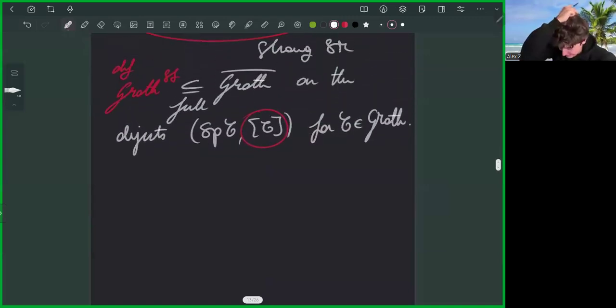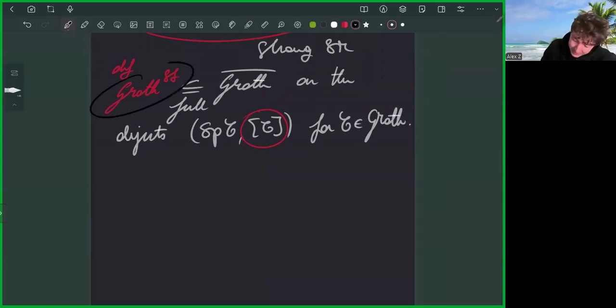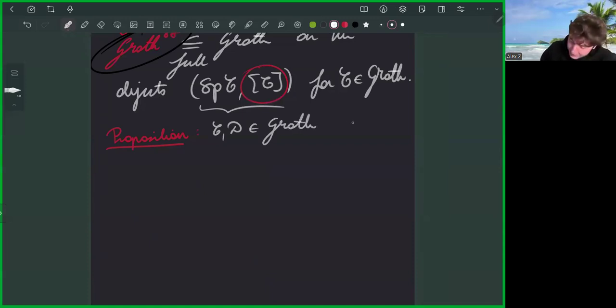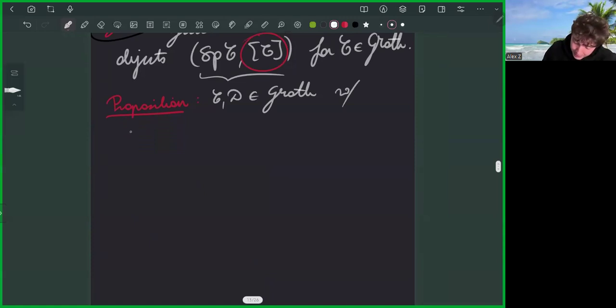Okay, so what else did I want to say? Just to reiterate, we have this Groth ST. Groth ST is the full subcategory on objects of this form, where C is a Grothendieck pre-stable category, SPC is the stabilization of C, and the equivalence class of this Grothendieck pre-stable category C. Okay, so we take only those objects. And so then we have a proposition. I think I will not have time to prove it, but it's just a technical thing. I don't think it's that important. So I'll not prove it for now, but maybe we have enough time to do it in the end.